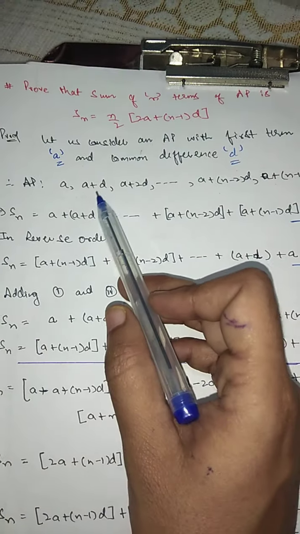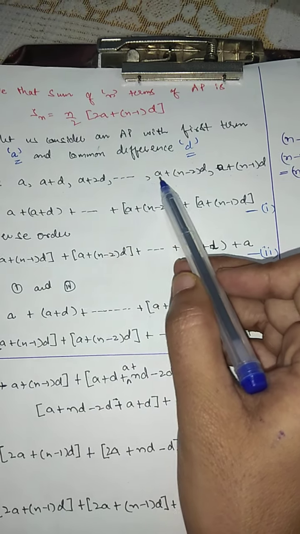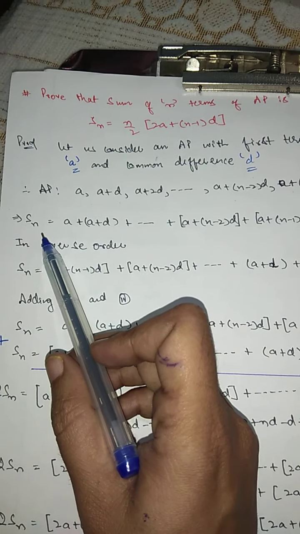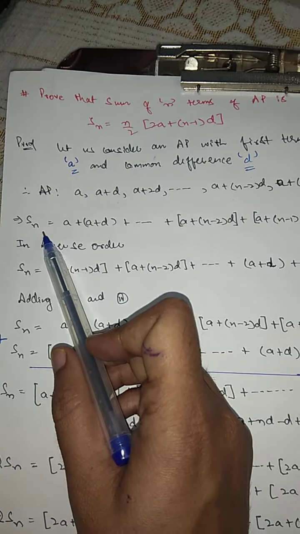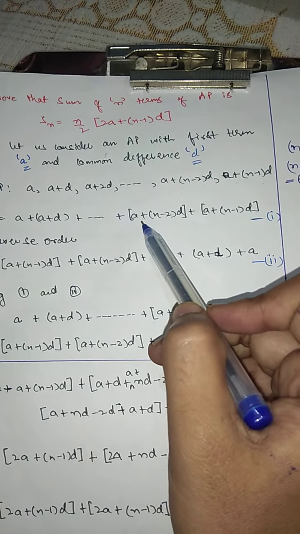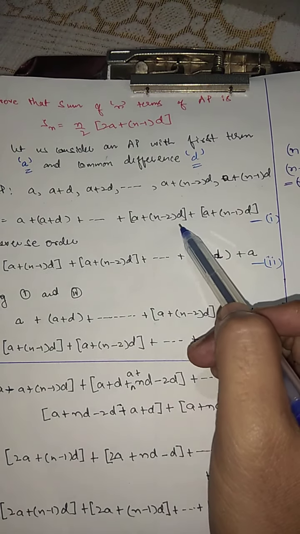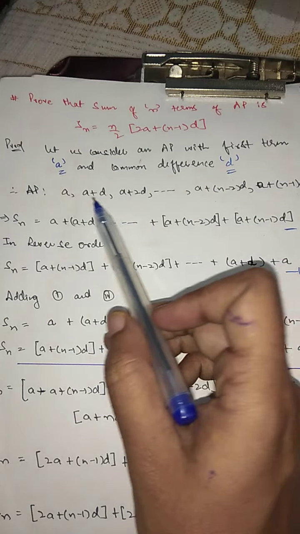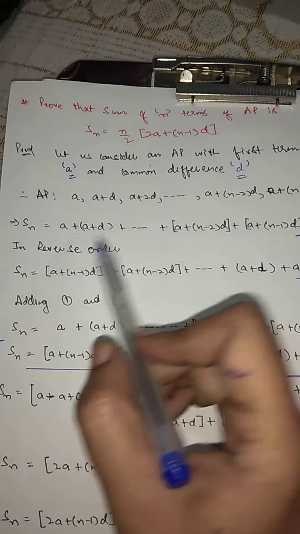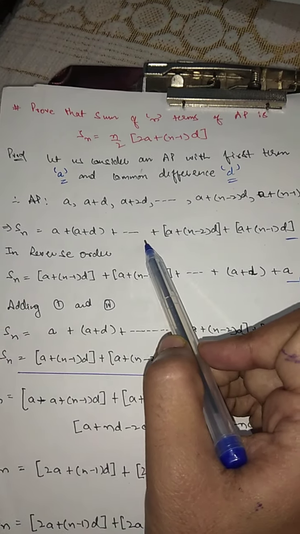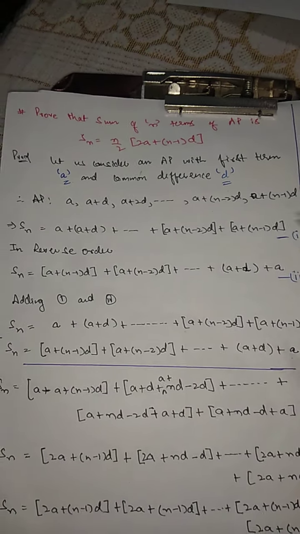So a plus d, a plus 2d, and so on to a plus n minus 2 into d, a plus n minus 1 into d. If we add these, we get the sum Sn equal to a plus d plus so on, plus a plus n minus 2 into d plus a plus n minus 1 into d. As you know, we are not going to take every term of the AP, so we have taken the first two terms and then we go so on, which includes every term up to the last two terms.